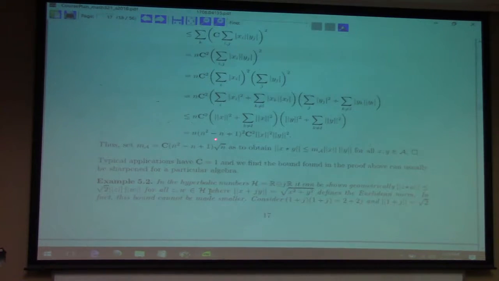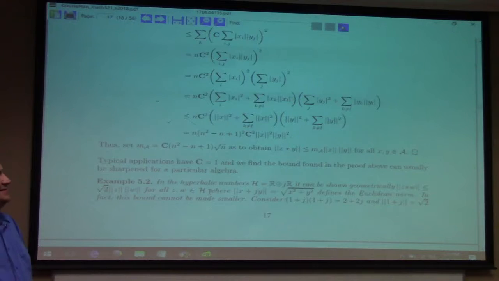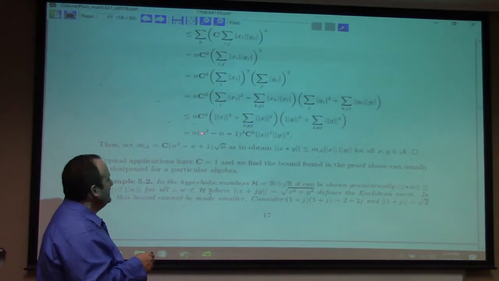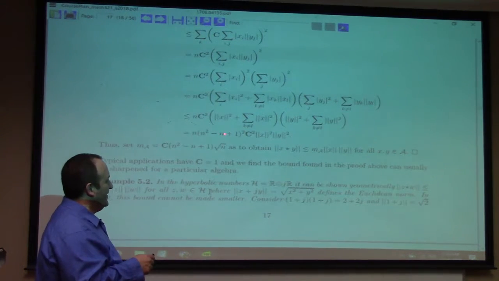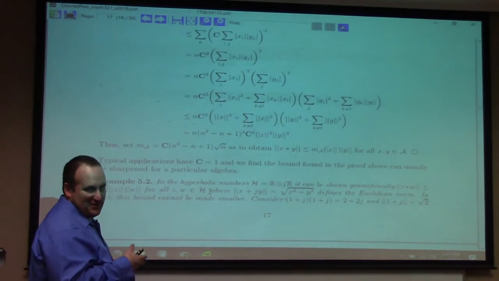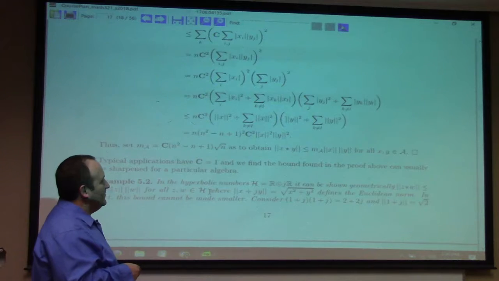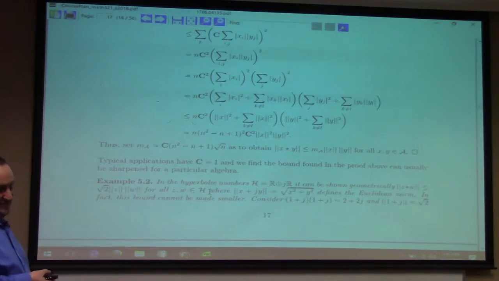If you actually sort out what this means for the hyperbolics, it's like hyperbolic numbers, right? They have n equal to what? 2? And so you got 2 times 4 minus 2 plus 1, which is what? 3. 2 times 3 is 6. c is 1. You look at it, the maximum structure constant is 1. So this is 6. So m sub a is the square root of 6 from my theorem.